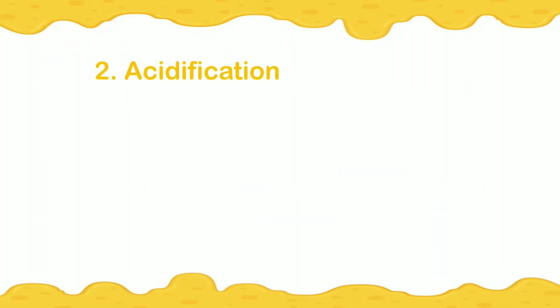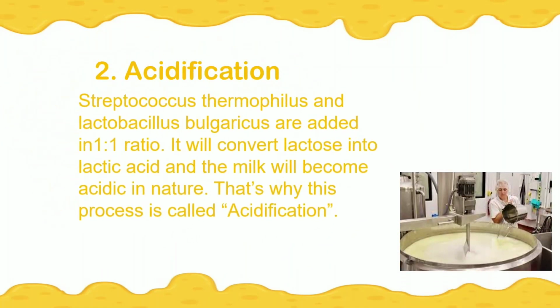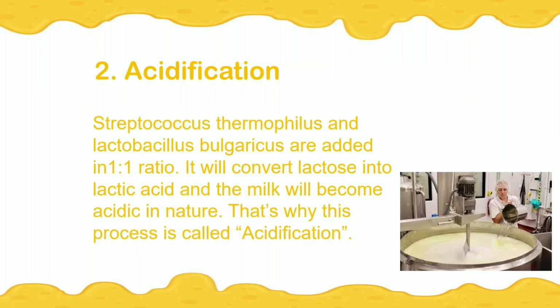Second step is acidification. Streptococcus thermophilus and Lactobacillus bulgaricus are added in 1:1 ratio to convert lactose into lactic acid. Lactose is the sugar present in milk. This process makes milk acidic in nature, that's why it is called acidification.